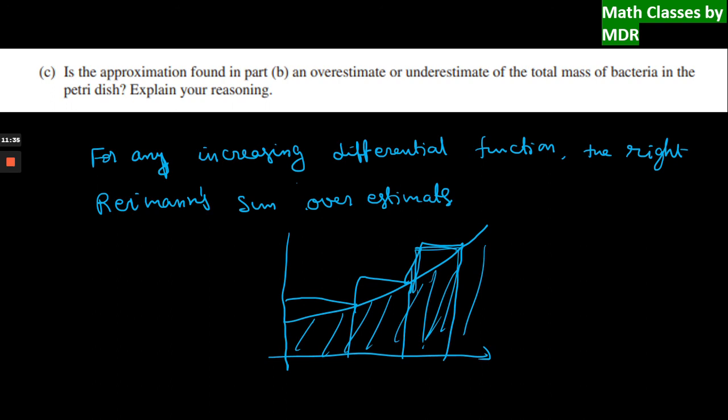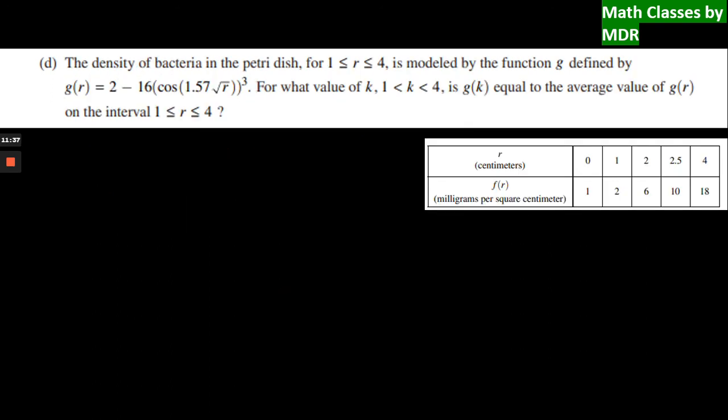Now let's go to the next question, that is part D. The density of bacteria in the petri dish for 1 less than or equal to r less than or equal to 4 is modeled by the function g defined by g of r is equal to 2 minus 16 into cos of (1.57 square root of r) whole cube. For what value of k, where k lies between 1 and 4, is g of k equal to the average value of g of r on the interval r lies between 1 and 4, including 1 and 4.